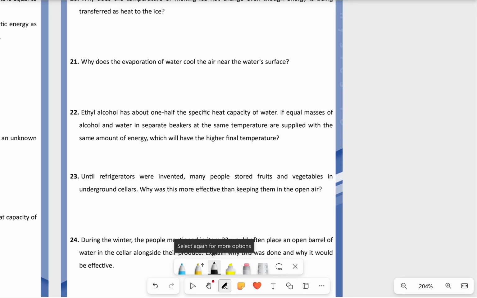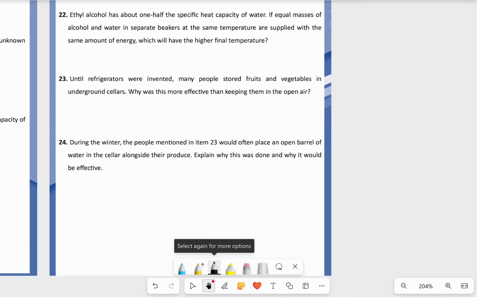Water has a really, really high specific heat capacity. Ethyl alcohol has 1/2 of the specific heat capacity of water. So which one is going to have a higher temperature if we give both the same amount of heat? Of course, ethyl alcohol, because it has less specific heat capacity.